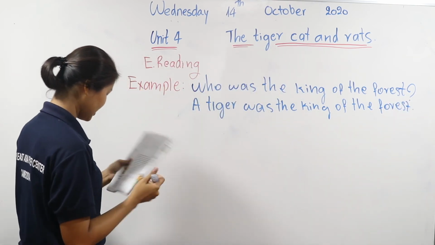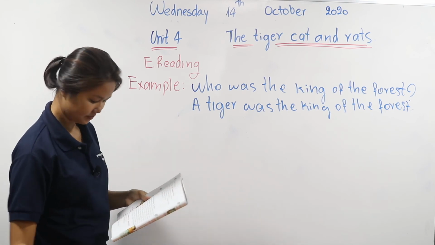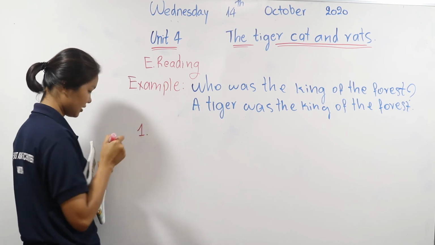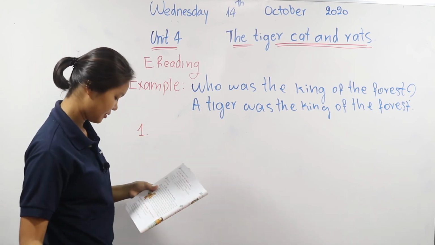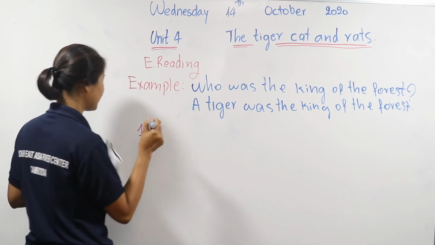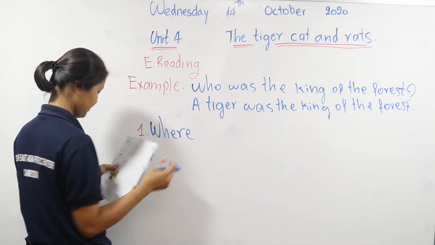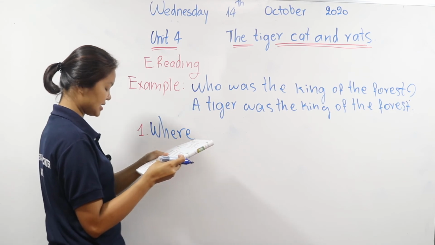Okay, now question number 1. Please look at the question and try to think about the answer. You can also write it down in your notebook. Question number 1 is, where was the tiger?